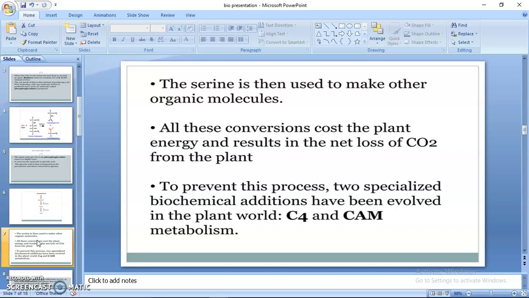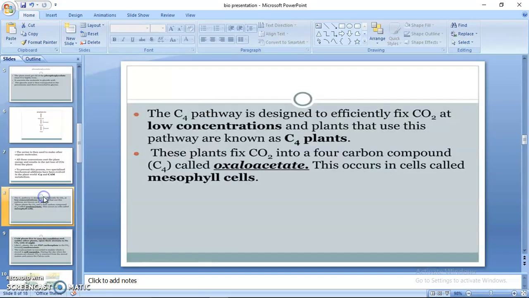All these conversions cost the plant energy and result in the net loss of carbon dioxide from the plant. To prevent this process, two specialized biochemical adaptations have evolved in the plant world called C4 and CAM metabolism. So the C4 pathway is designed to efficiently fix carbon dioxide at low concentrations, and plants that use this pathway are known as C4 plants. These plants fix carbon dioxide into 4 carbon compounds called oxaloacetate. This occurs in cells called mesophyll cells.